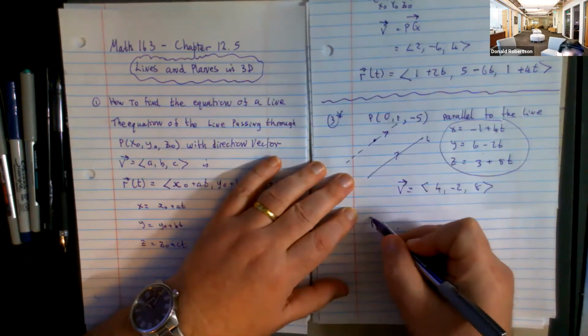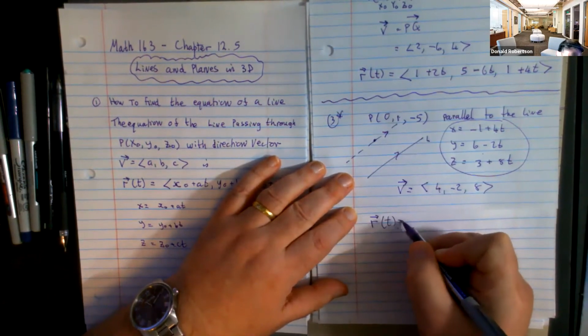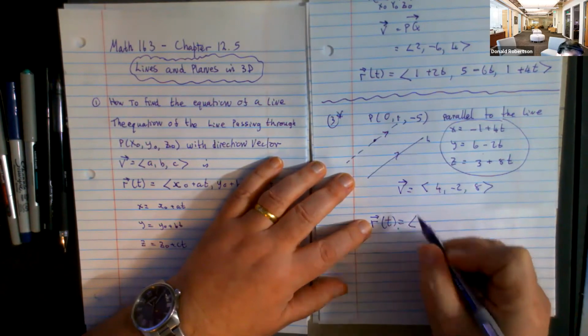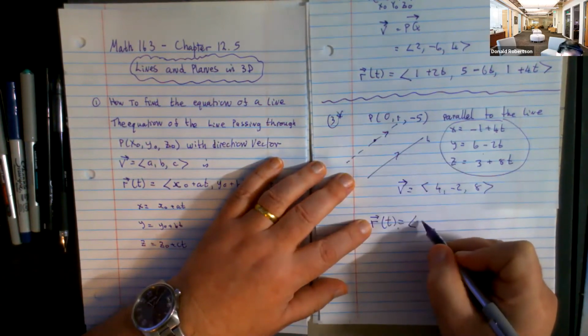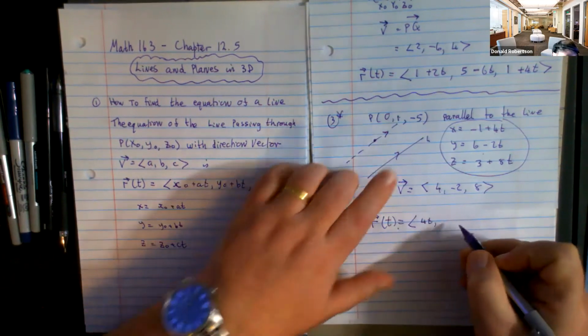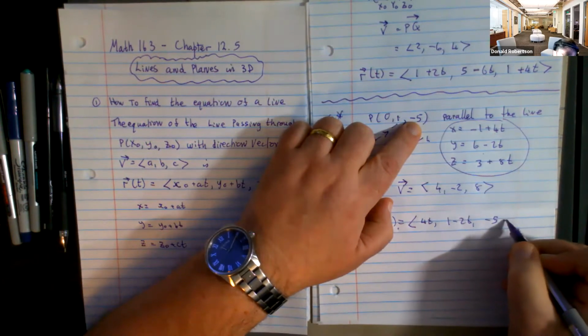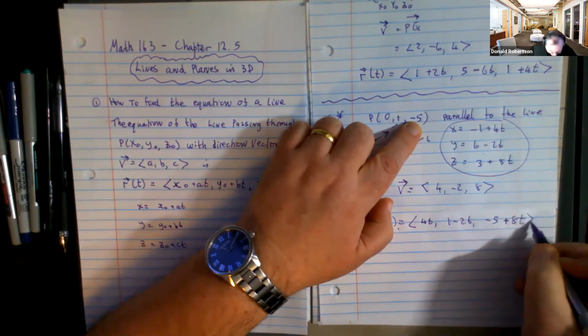The equation of the line, again for speed I'm putting it in its vector form, would be 0, which I guess you don't write, 4t, a 1 take away 2t, and a -5 plus 8t.